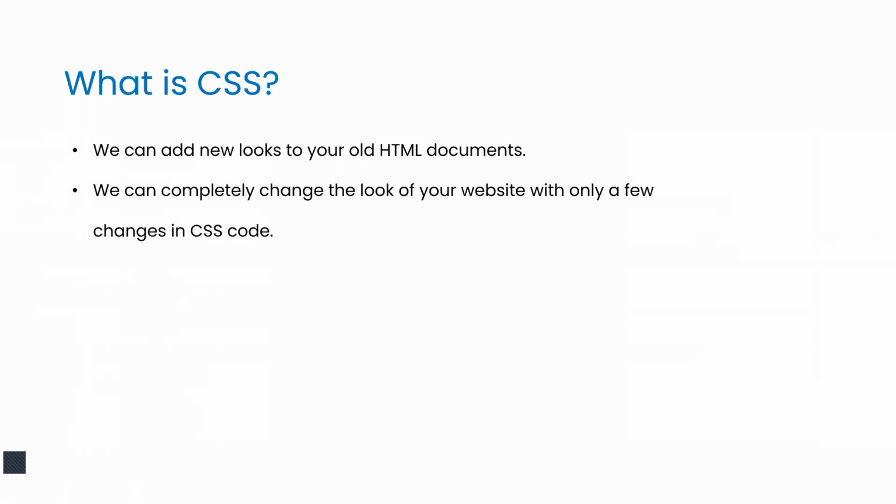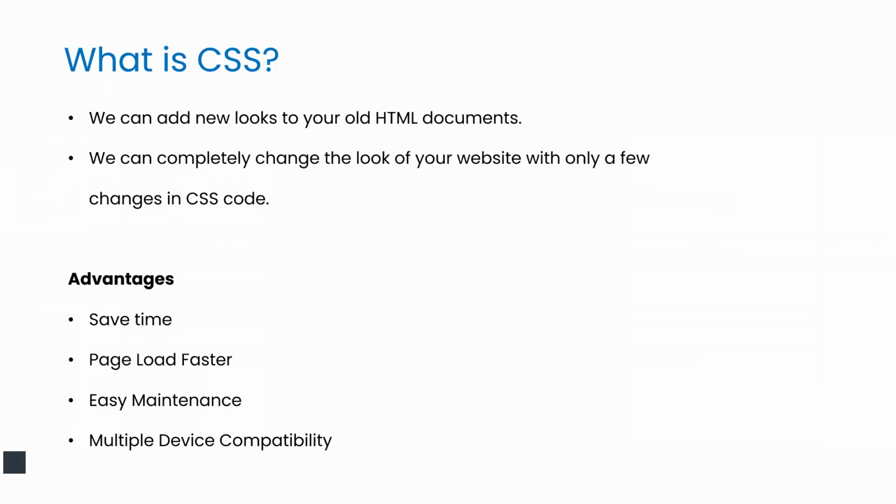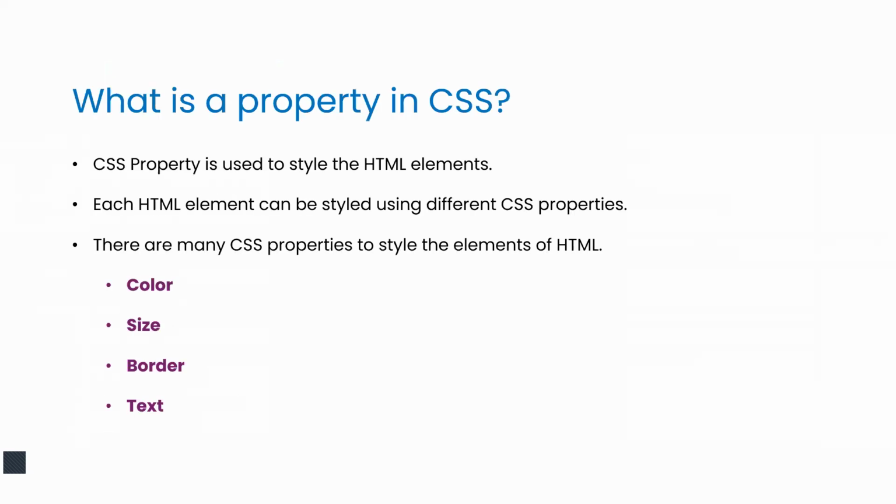So what we can do is add a new look to an HTML document and completely change the look of the website using CSS. You can save time using CSS. You can easily make those changes, it's fast, easy to learn, easy to maintain, and capable on any device. In CSS, we have to learn a few properties: color, size, border, and text.